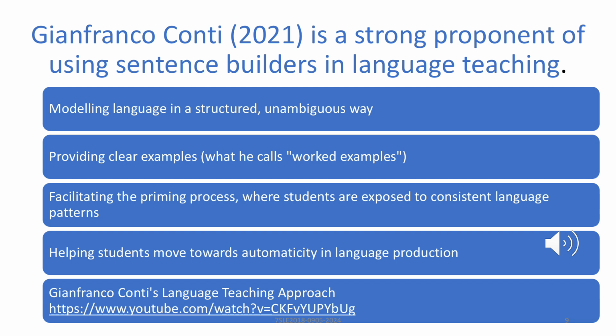Focusing on automaticity rather than just mastery means aiming for a level of language proficiency where skills become second nature and can be performed without conscious thought. Conti explains that automaticity involves moving language learning from working memory to long-term memory, where it becomes permanent and easily retrievable. Furthermore, Conti adds that sentence builders are a better tool for low-attaining students.